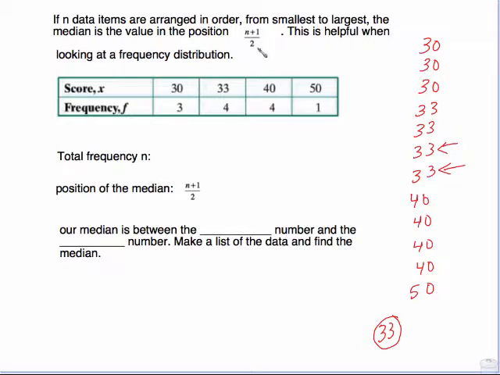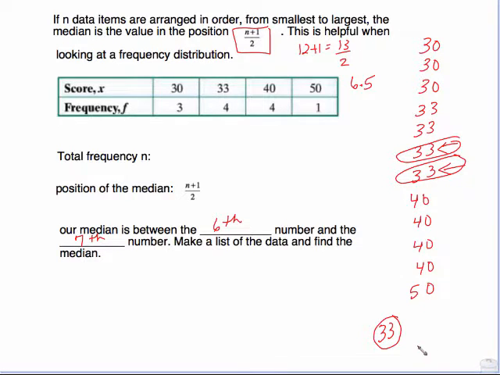What this is suggesting is that you use this little formula and it will tell you the position in which your median lies. So if I add up n, which refers to the number of frequencies, 12 plus 1 is 13, divided by 2 is 6.5. Now what does that 6.5 mean? It means that our median is between the 6th number and the 7th number. So I can do it this way: 1, 2, 3, 4, 5. There's my 6th number. There's my 7th number. What number lies between 33 and 33?